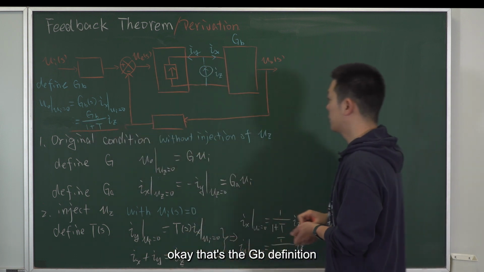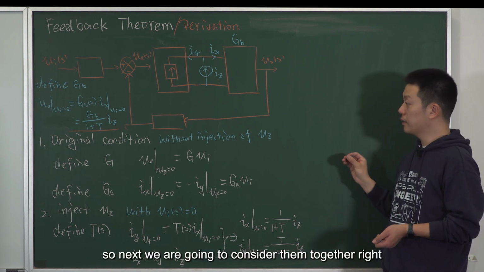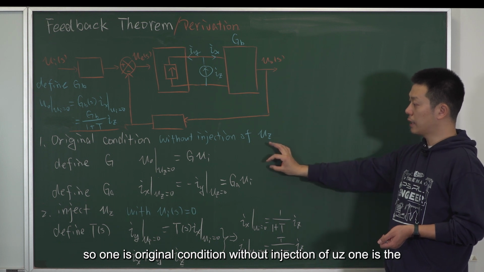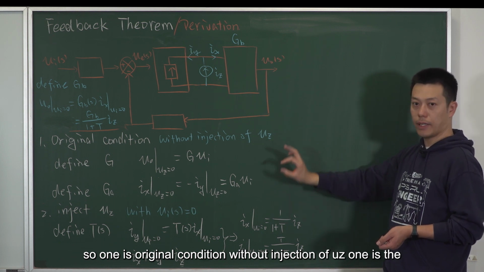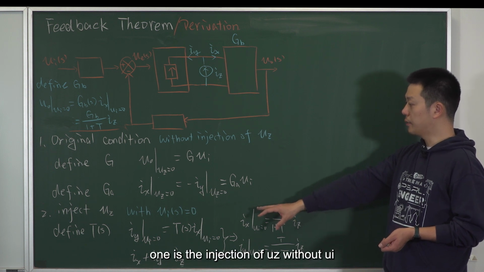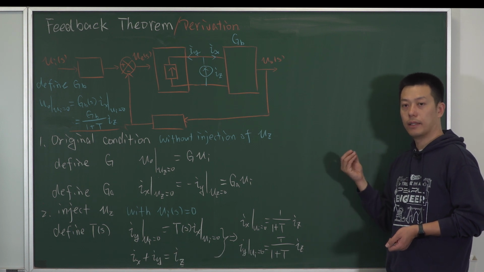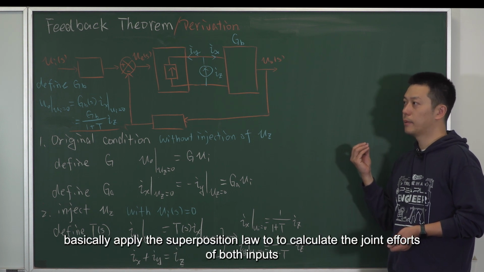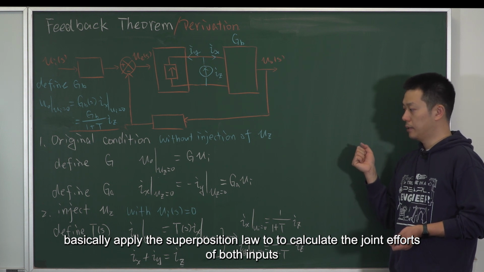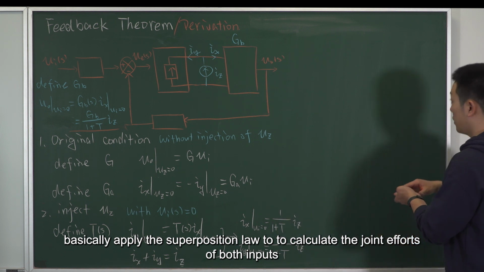Okay, that's the GB definition. So next, we are going to consider them together, right? One is the original condition without injection of UZ. One is the injection of UZ without UI. So the intuition tells us that we can basically apply the superposition law to calculate the joint effects of both inputs, right?